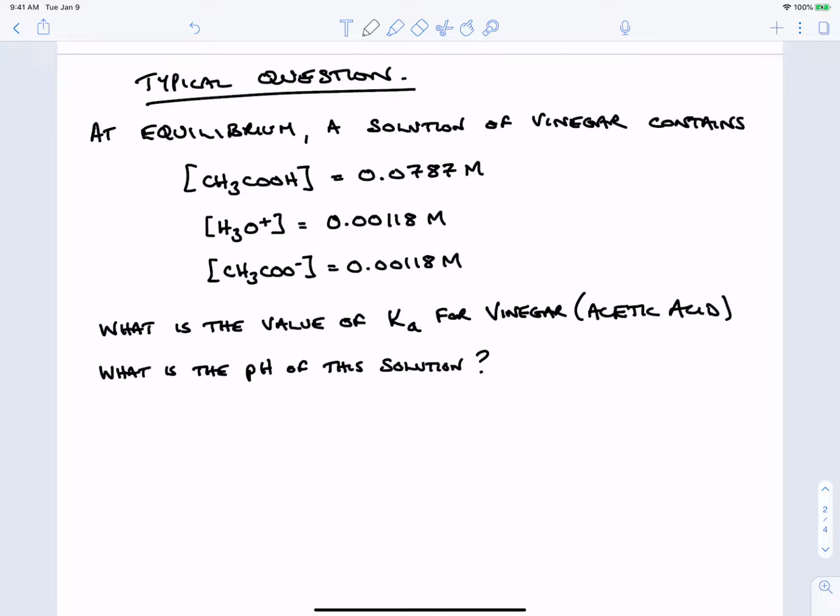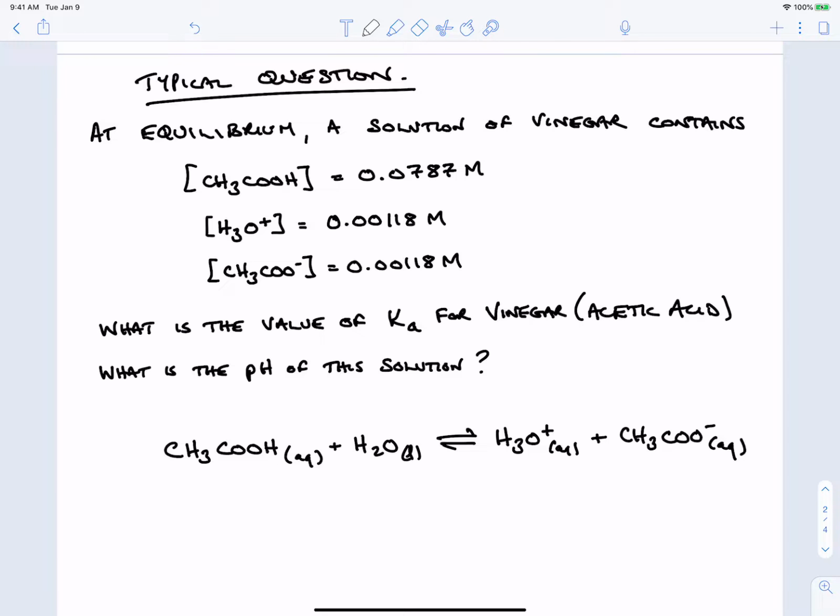The best place to start really is to write a balanced chemical equation for this. Here we have acetic acid reacting with water, and this is the acid, so it's going to donate a proton, it's going to produce H3O+, and then there's going to be the acetate ion here, and of course this acetate ion is the conjugate base of this acid.